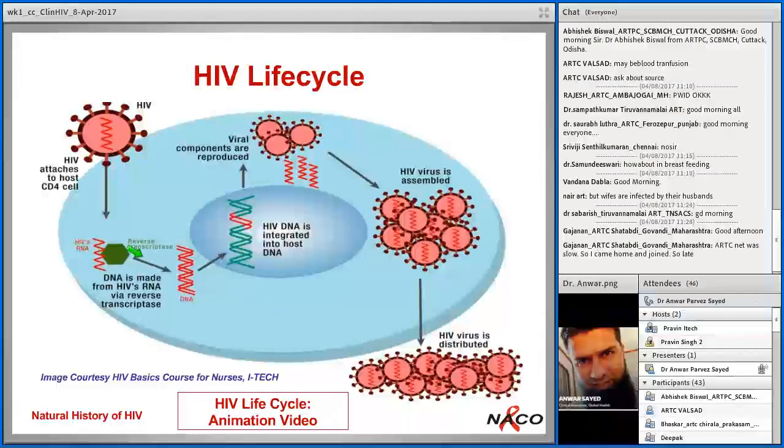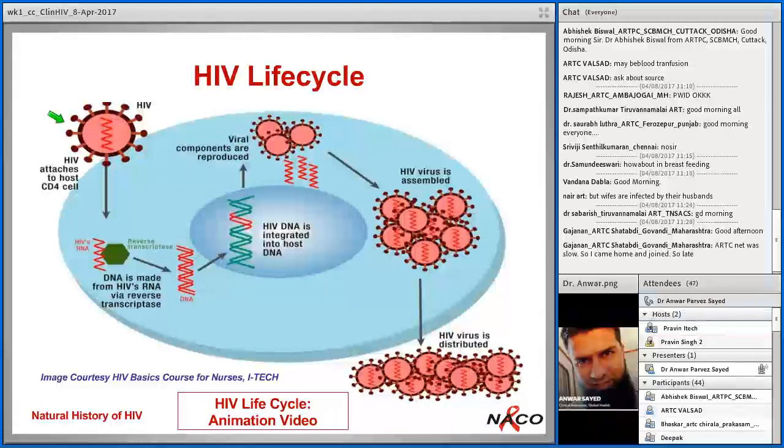ART acts on the same thing. These three enzymes, reverse transcriptase, integrase and protease, are blocked by antiretroviral drugs. I'll come to these details in the next session. So this is the life cycle of the virus, and as I said, it happens lakhs and lakhs of times in a day, and new viral copies are formed.